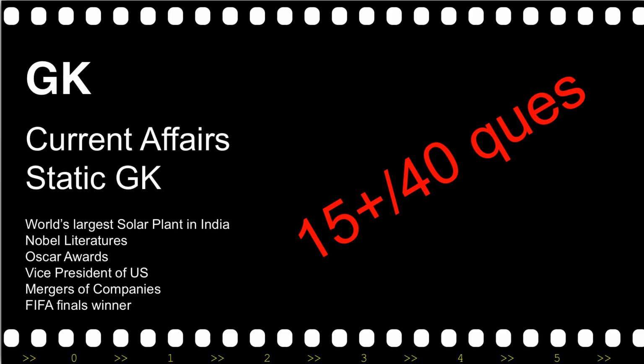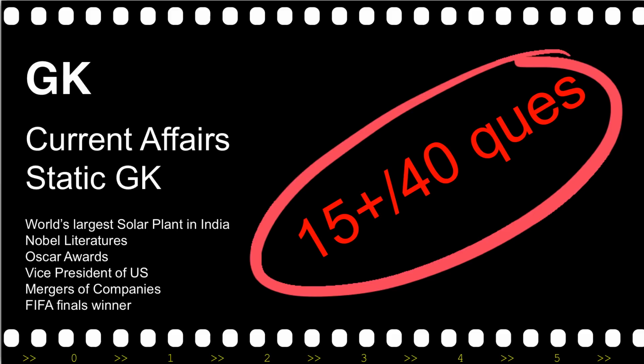For example, world's largest solar plant in India, Nobel laureates, Oscar awards, vice president of the US, merger of various companies, and FIFA finalists and the winners. So these are typical questions which were there in last year's SNAP paper. So you have to work on your GK. Target score is 15 marks out of 40. Fine. That's your ideal attempt you should be doing.